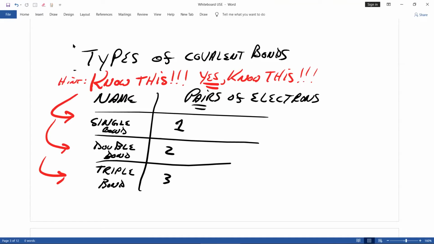Everybody get the message? You should know, single bond, one pair of electrons. Double bond, two pair of electrons. Triple bond, three pairs of electrons. All right, everybody together with Dr. White. The first type of covalent bond is, everyone, single bond, yes, louder. The second type, double bond. And the third type, triple bond. And you should know, single bond has one pair of electrons, double bond has two pair of electrons, and triple bond has three pair of electrons.